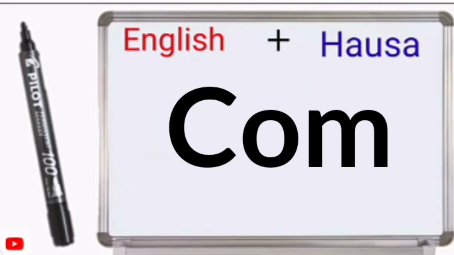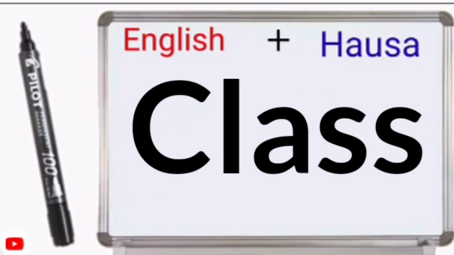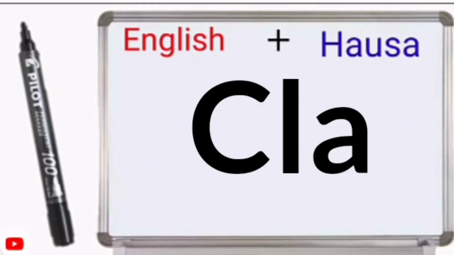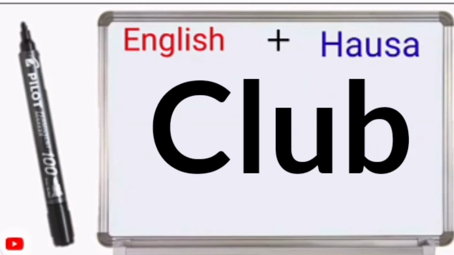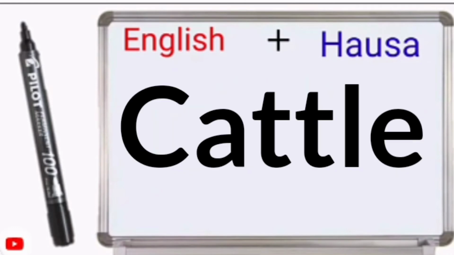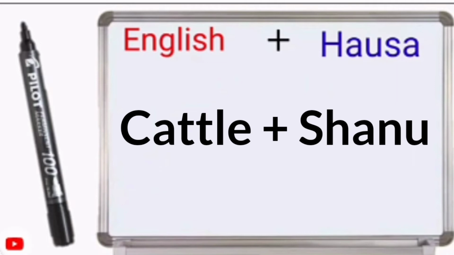Comb, C-O-M-B, mataji. Class, C-L-A-S-S, aji da ake zama a yi karatu. Club, C-L-U-B, wurin wasa. Cattle, C-A-T-T-L-E, shanu.